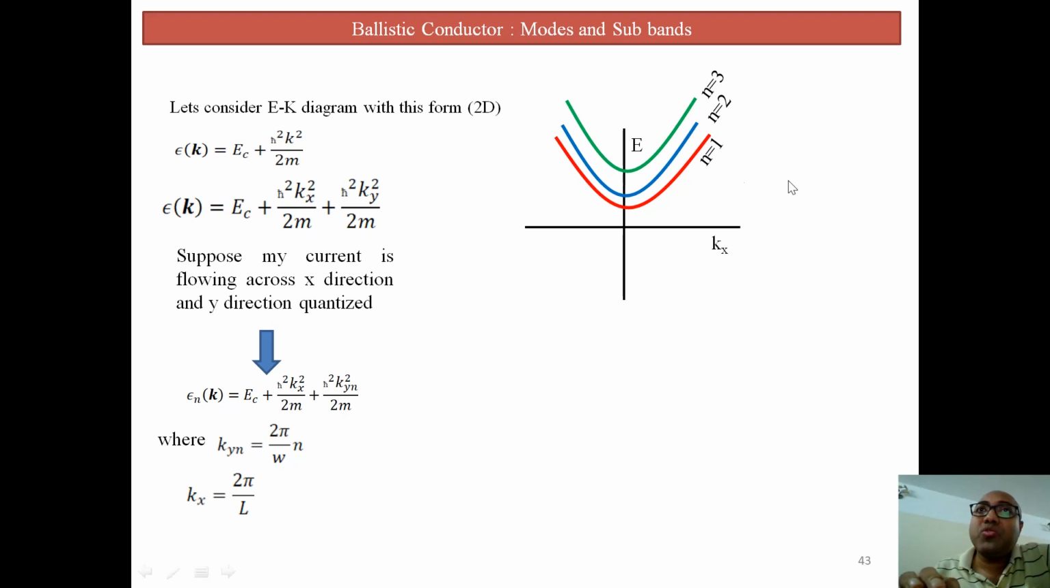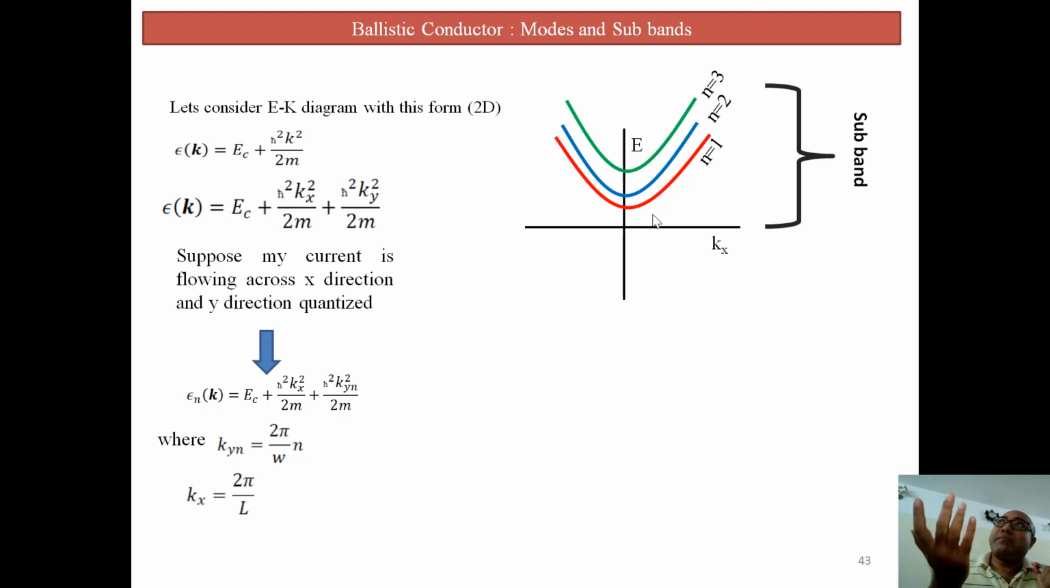So n is equal to 2, 3, 4, 5, 6. So that this is nothing but a subband. So what is a subband? Here I have told you that my current is flowing in the x direction, my y direction is quantized. Even if it is not quantized, my current may not be quantized in that direction also.